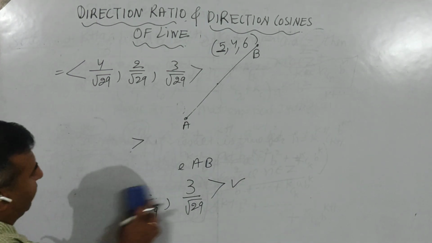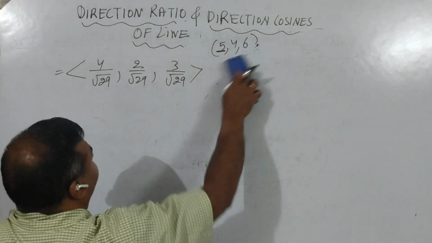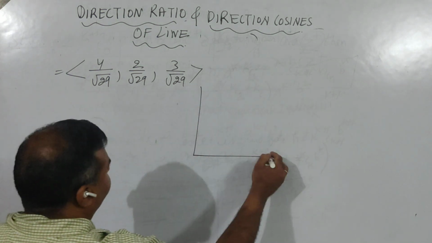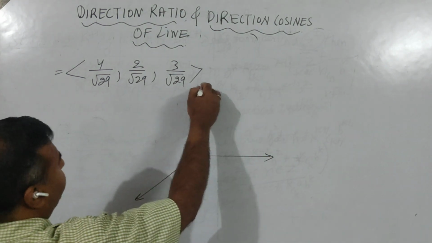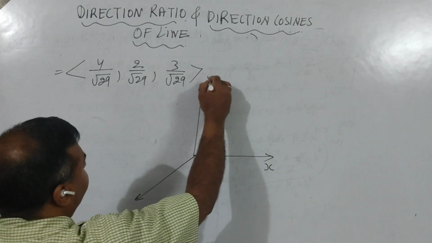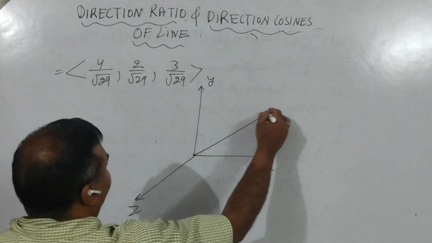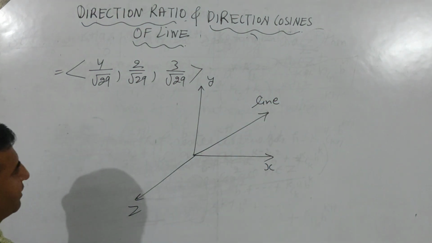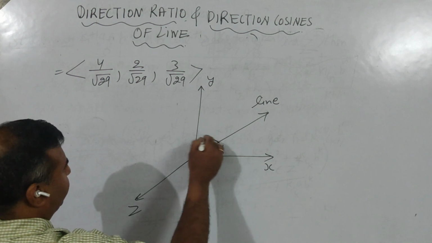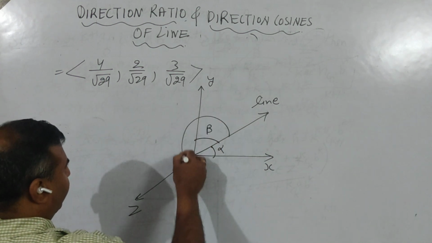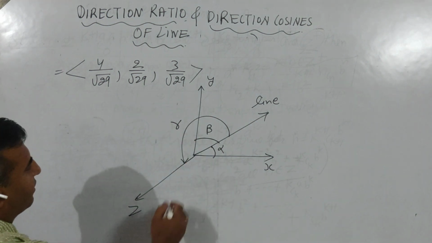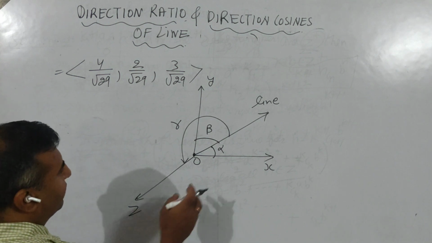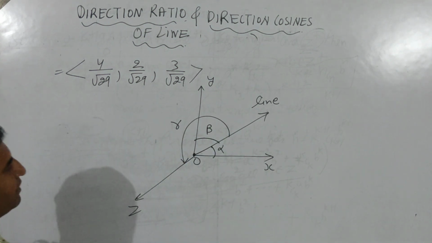Sometimes the angles of a line with the positive axes are given. If I make this three-dimensional, this is the x-axis, this is the y-axis, this is the z-axis, and this is a line. This line makes an angle alpha with the x-axis, beta with the y-axis, and gamma with the z-axis. Now how can we find the direction ratio of this line? No. If the angles are given, you always find direction cosines.